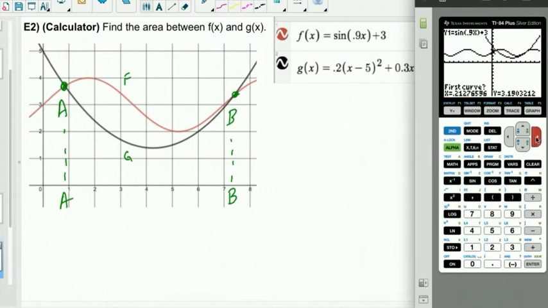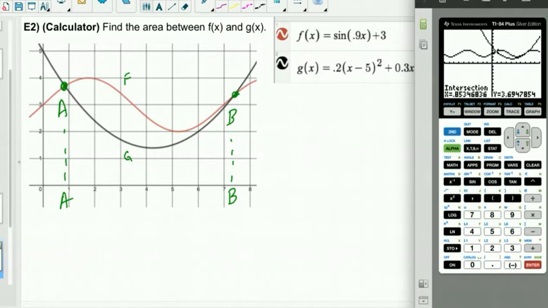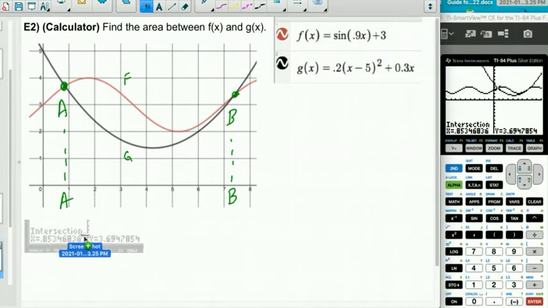And I'm going to scroll to right about where they're hitting each other, right? And then hit enter for the first curve, enter for the second curve, and enter for the guess. Now that x value, so I'm going to take a little screenshot just so that we can reference it, right? But that first x value that I got, that's A, right?